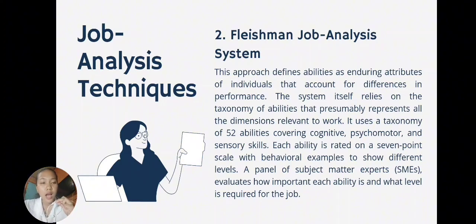So para mahimo ni a panel of subject matter expert or SMEs is sila din i-rate din nila to ang kada kung sa ka importante to nga ability and what level is required for the job. So although this technique requires a lot of training tungod kay very complex gid siya, pero ang advantage po niya is that this gives a really clear and detailed image of the competencies nga very essential sa job.